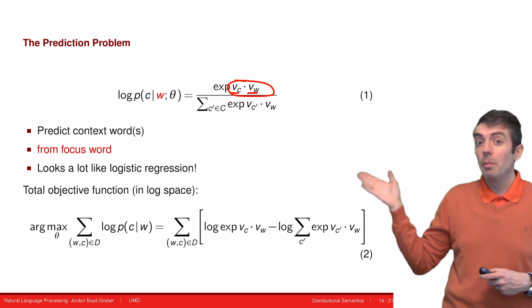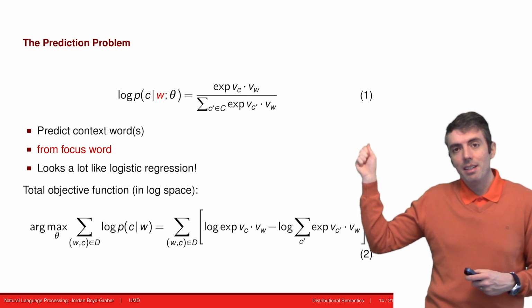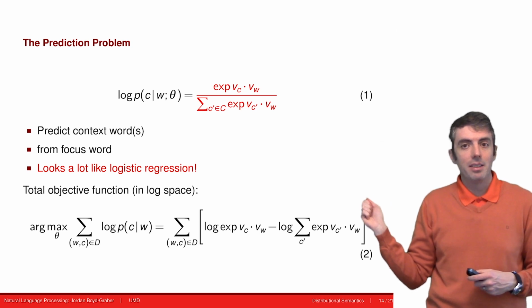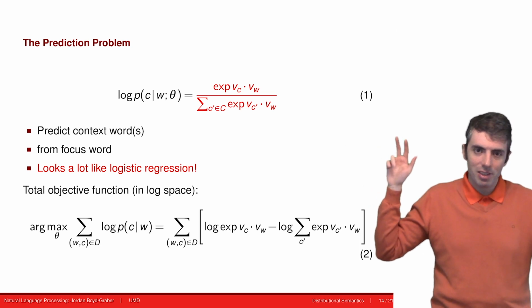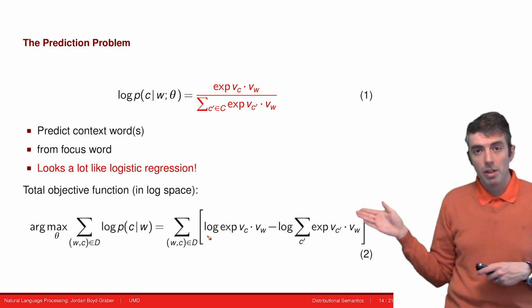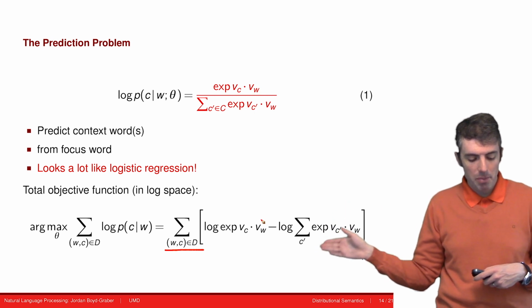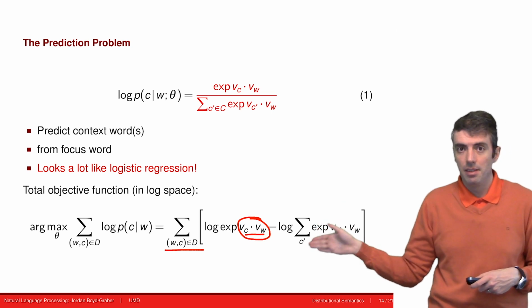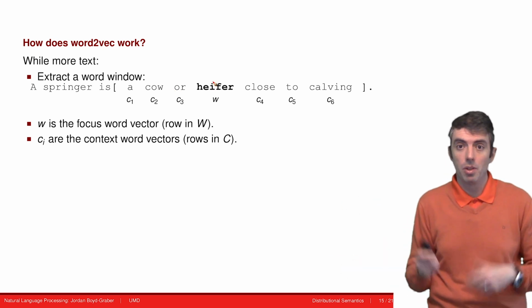And at this point, this should remind you a lot of logistic regression. You basically have the features corresponding to one vector and the evidence corresponding to the other vector. And we can do something similar to optimize this logistic regression. So our total objective function in log space looks something like this. We're going to sum over all of our words and contexts and try to optimize the vector representations to give the highest probability of this expression. So that's the math. Let's now dig into the intuition a little bit more with an example.